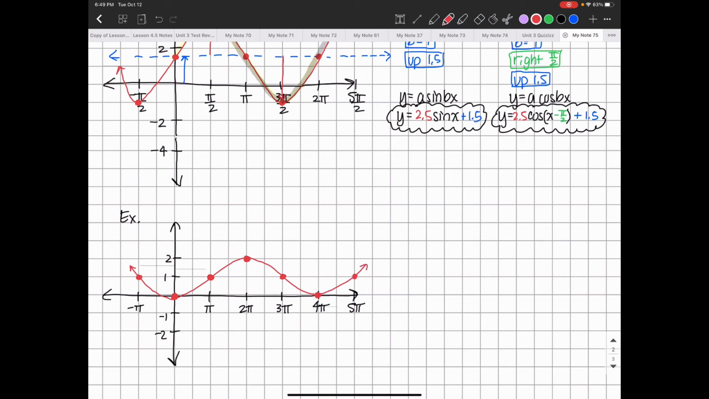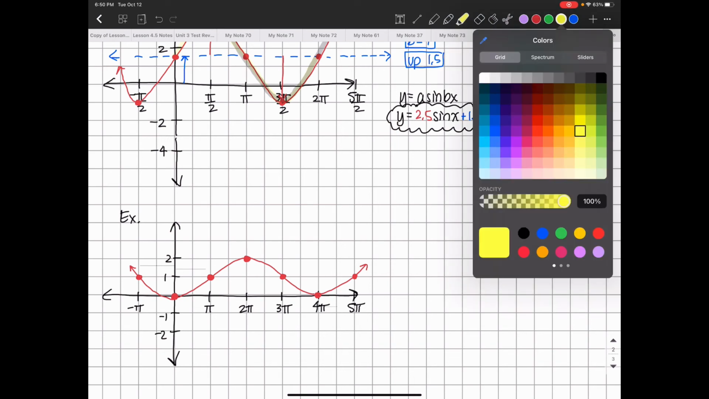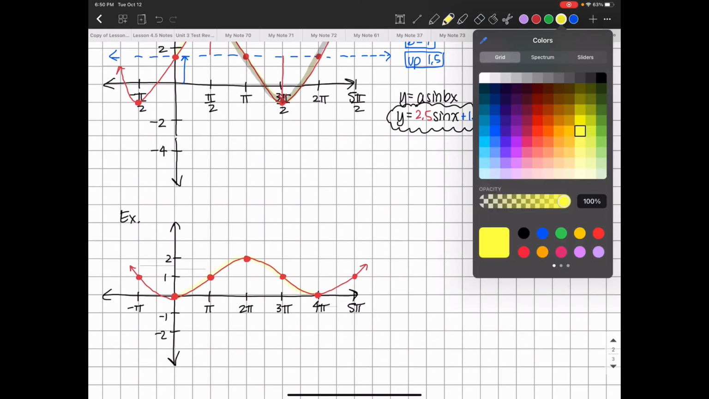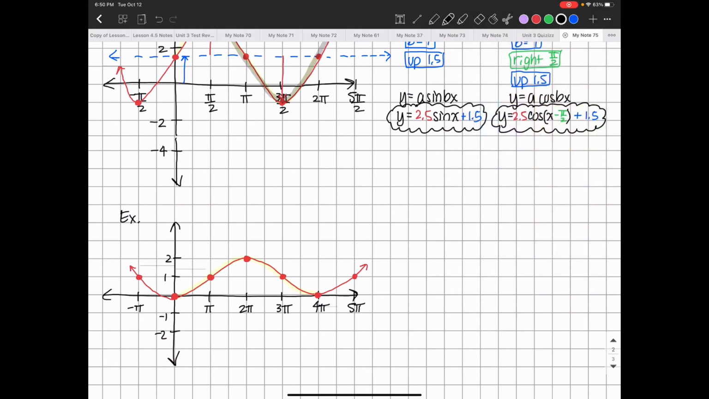And then I want to decide if cosine or sine is better for me to use here. So I'm looking at 0. I check whether the first shape that I see is a C shape or an S shape, and it's a C shape. So I know that it's best for me to use cosine, because it's a C shape. So I'm going to write a cosine equation first. That's going to be the easiest.